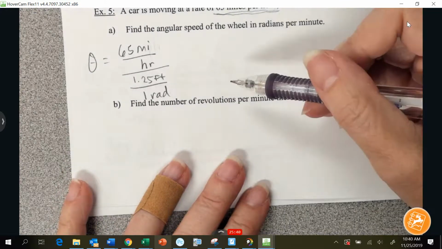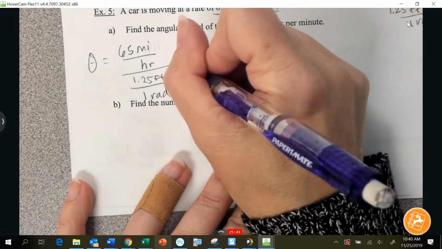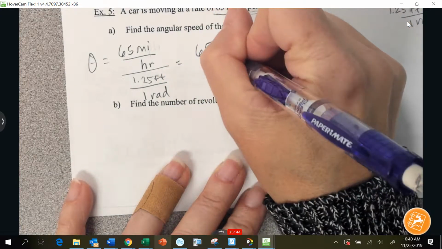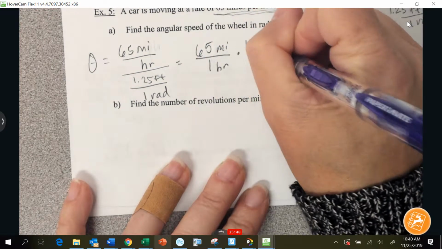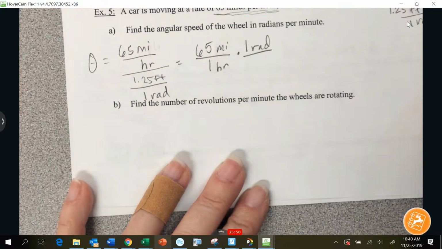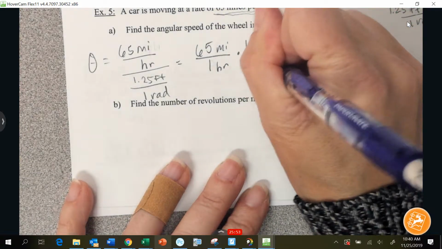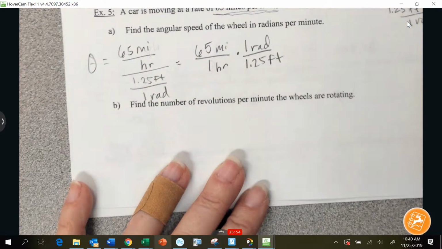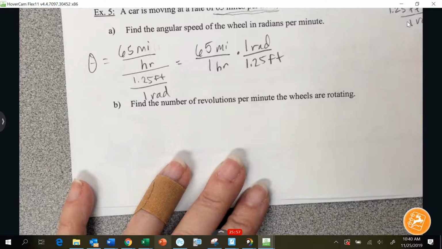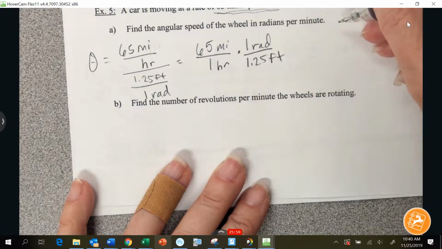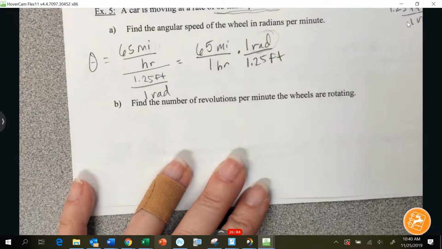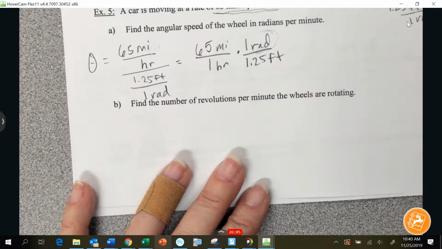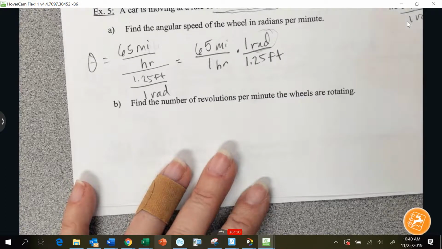Instead of dividing by a fraction, I'm going to multiply by its reciprocal: 65 miles per 1 hour, multiplied by 1 radian over 1.25 feet. When we're done, we want radians per minute. Here's radians. Will I get per minute? Okay, so I need to get rid of what?